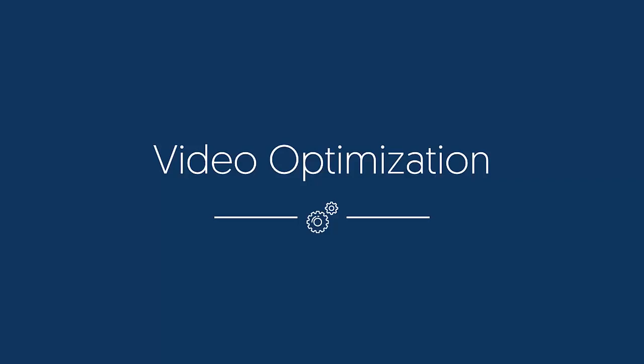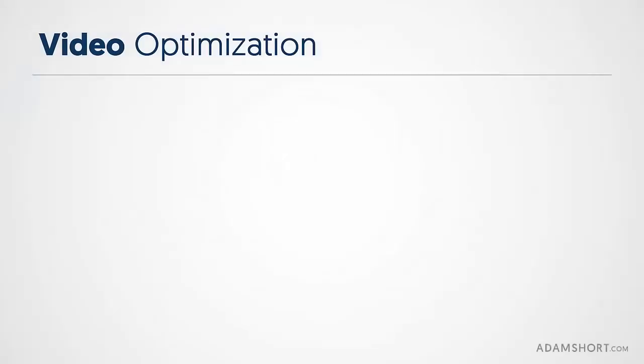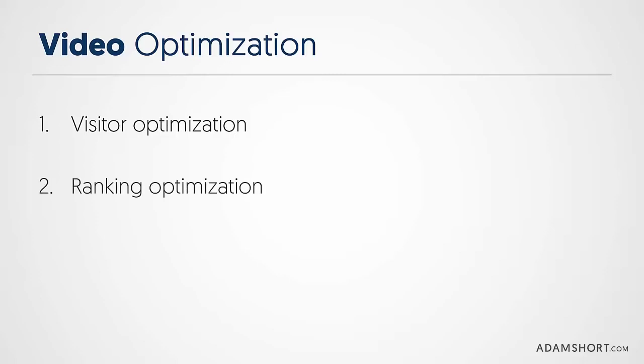Now, I'll talk about video creation a little bit later in this video, and I'm going to give you a formula for getting your videos created that's really streamlined, very efficient, and very effective. But in this section, I want to talk about video optimization. Just as with channel optimization, video optimization includes 2 key steps, and those steps happen to be the same steps that we followed with channel optimization. We're just going to apply them a little bit differently. And those, of course, are visitor optimization and ranking optimization.